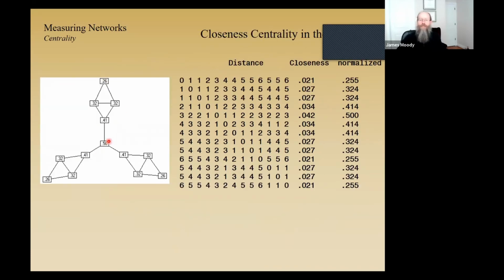Again, we see that here. This person in the middle now has the highest centrality score because they're the fewest number of hops from everyone else in the network.